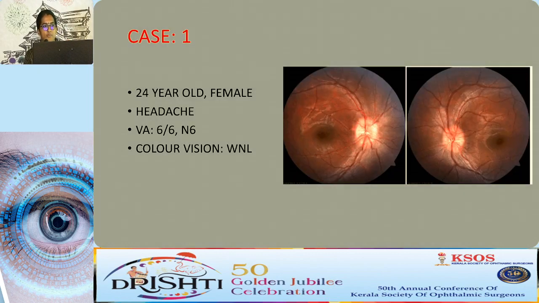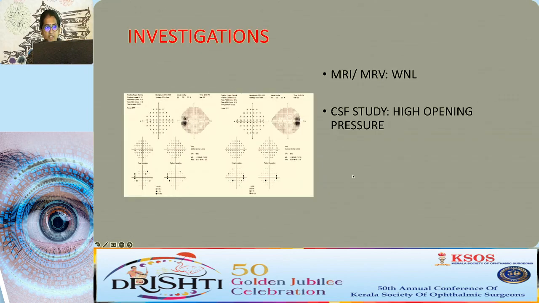So this is a case where a 24-year-old female presented with headache. Her only complaint was occasional headache. Visual acuity 6/6, color vision is normal. When you look at the disc, you can see there is hyperemia of the disc with blurring of margins. On investigations, there is some enlargement of the blind spot on perimetry. MRI and MRV was done to rule out cortical vein thrombosis, which turned out to be normal. And the CSF study, we know, clinches the diagnosis with a high opening pressure. It's idiopathic intracranial hypertension.